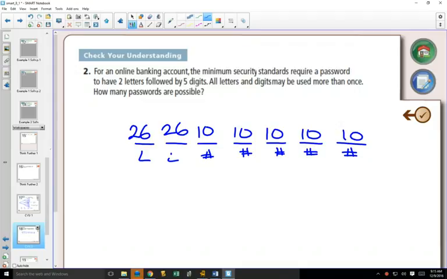Now, if we multiply this all out, I think someone can check that. If we multiply this all out, this gives us 67,600,000 passwords. That's a lot of passwords out there. So your chance of guessing somebody else's password right off the bat, not very good. Unless they're pretty predictable, right?